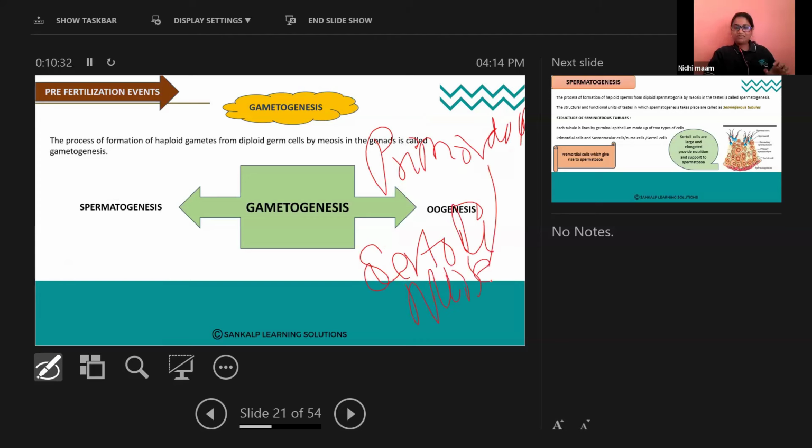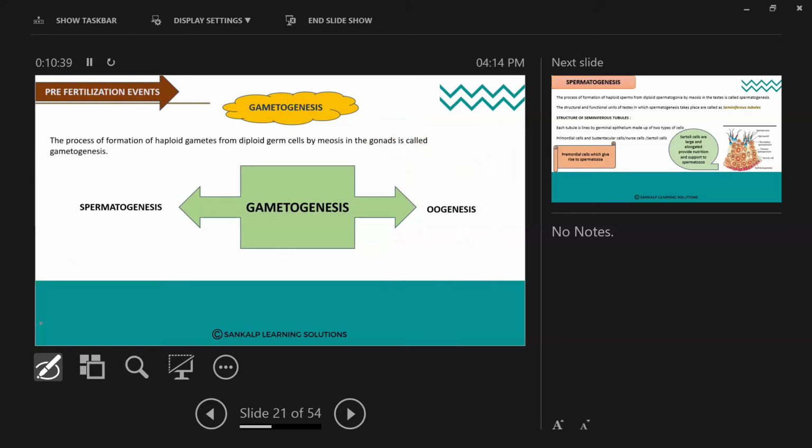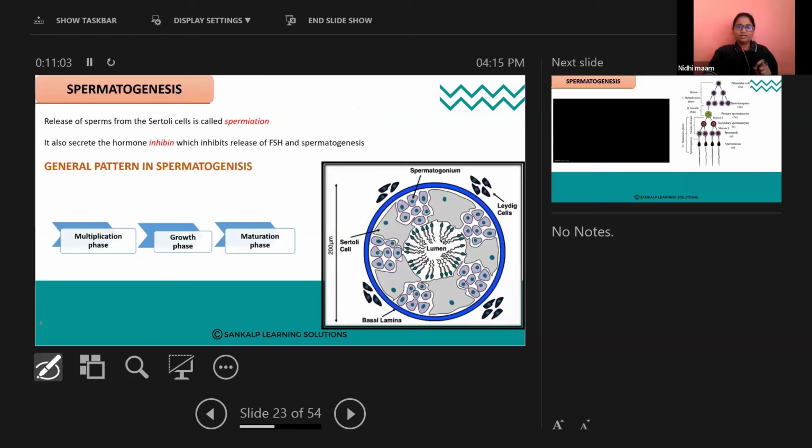Then can anyone tell me the function of Sertoli cell? Involved in nourishing developing sperms. Good, very good. It provides nutrition. ಪೋಷಣೆಯನ್ನ ಕೊಡುತ್ತೆ. ಯಾರಿಗೆ? ಸ್ಪರ್ಮ್ ಆಗಿ ಬೆಳವಣಿಗೆ ಹೊಂದುತ್ತಿರುವಂತಹ ಸೆಲ್ಸ್ ಗಳಿಗೆ ಅದು ಪೋಷಣೆಯನ್ನ ಕೊಡುತ್ತೆ. ಯಾರು? Sertoli cells. Let us proceed now. Yeah, the most interesting concept, spermatogenesis.